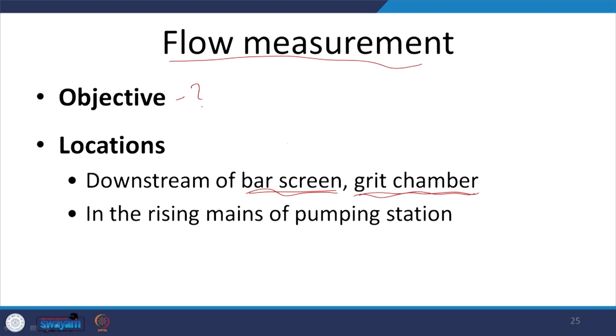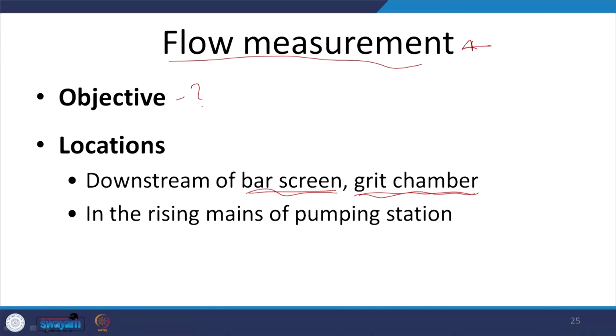When I spoke about having it after the bar screen but before the grit chamber, I was talking about the pumping station. So, you can have this flow measurement in the rising mains of the pumping station, but that is possible due to the magnetic flow meters. We will just discuss that now.